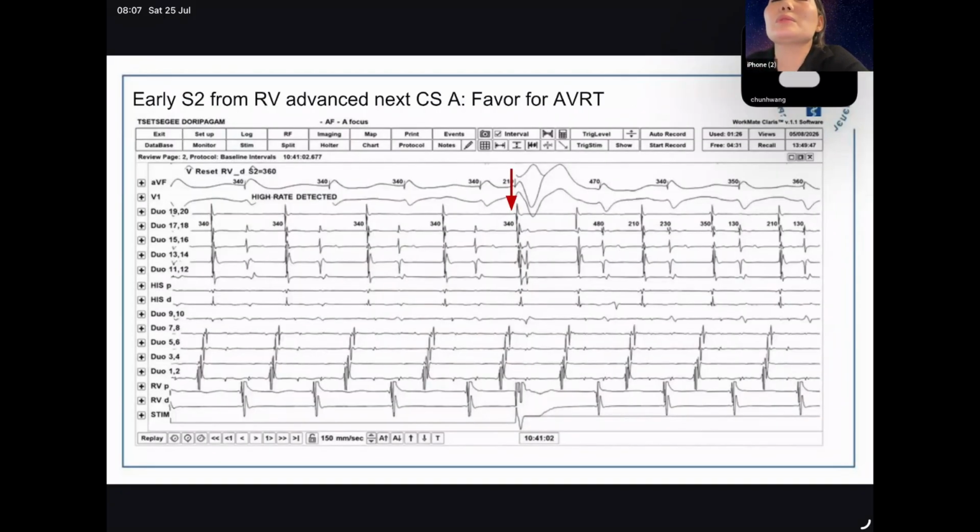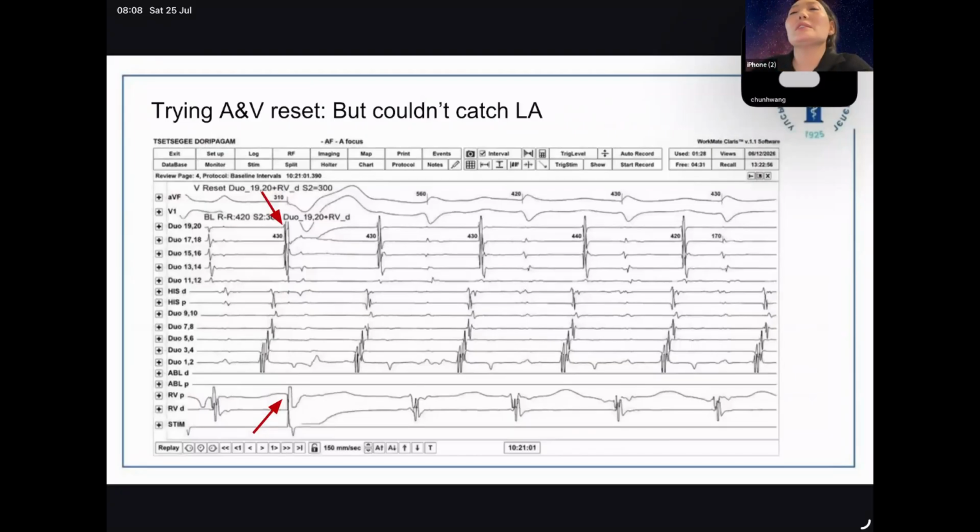Also, we tried RV stimulation earlier. The earlier RV pacing can advance the next A. We can see this in the coronary sinus lead. Also, we tried to do the AV reset, but during the AV reset we couldn't capture the left atrium, so we can't evaluate the AV reset result.